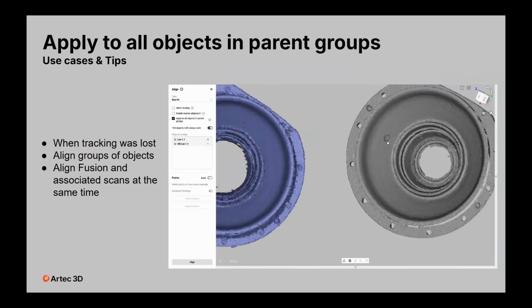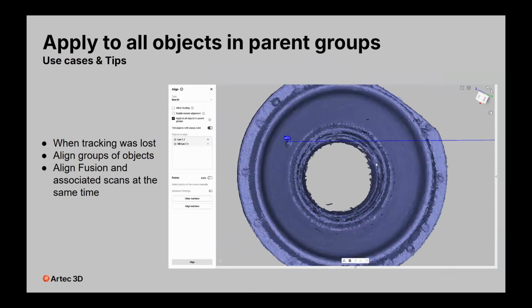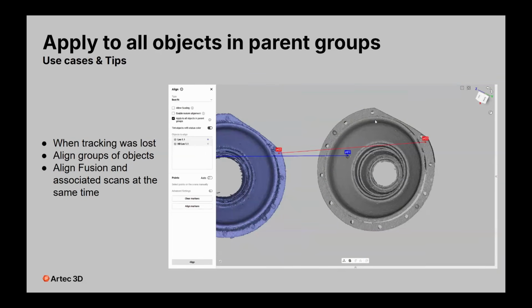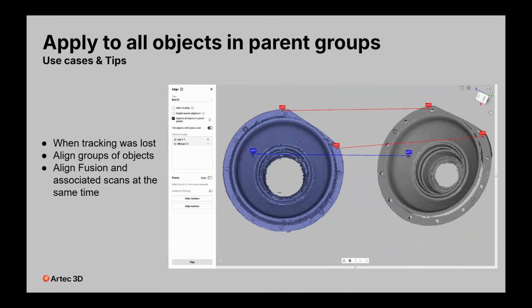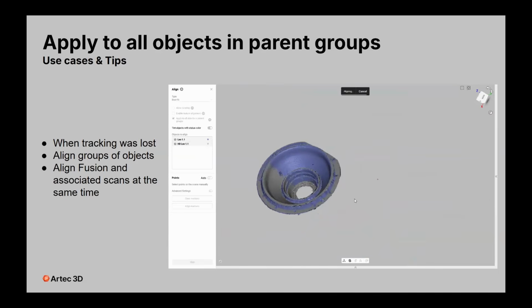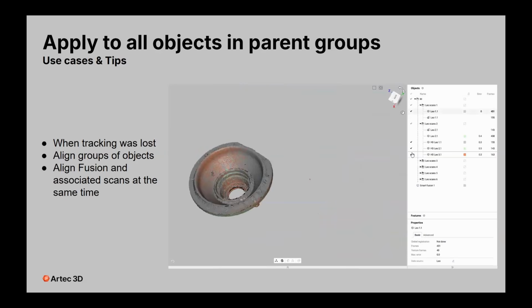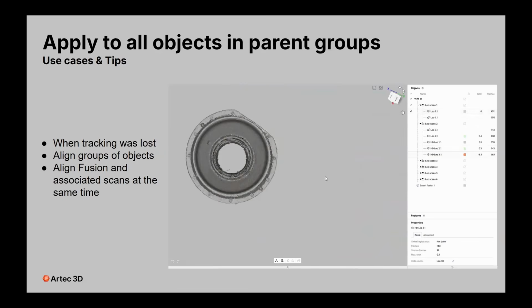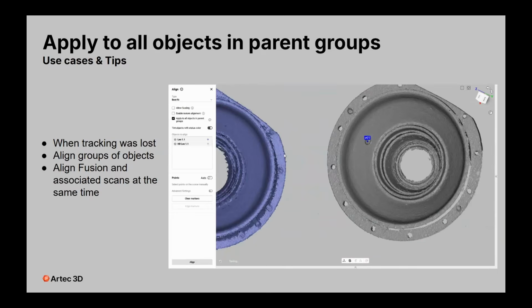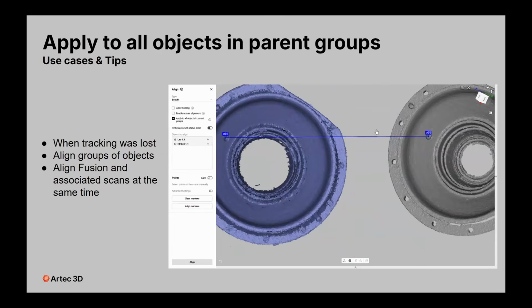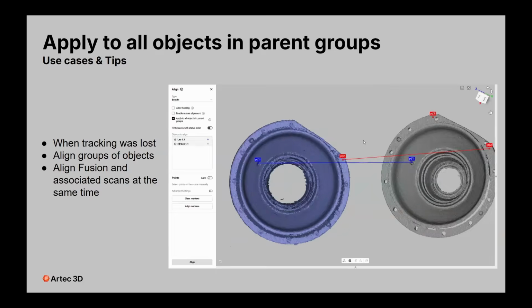All right, and one last setting that we have in the alignment tab is called Apply to All Objects in Parent Groups. So yeah, it's pretty self-explanatory. The idea is that when you align objects between each other, all of the objects that are located inside of the group with the unregistered scan that you are aligning are going to be aligned together with it.